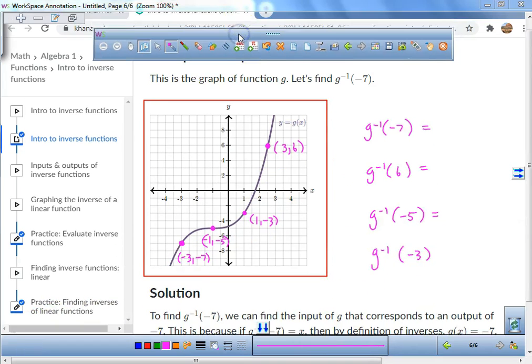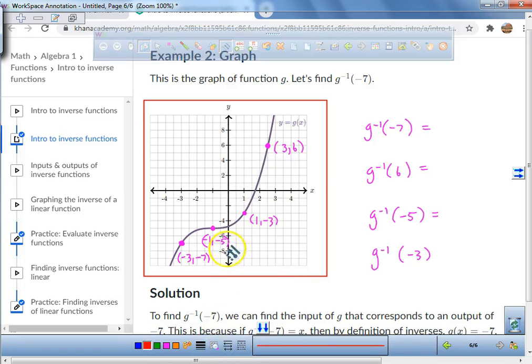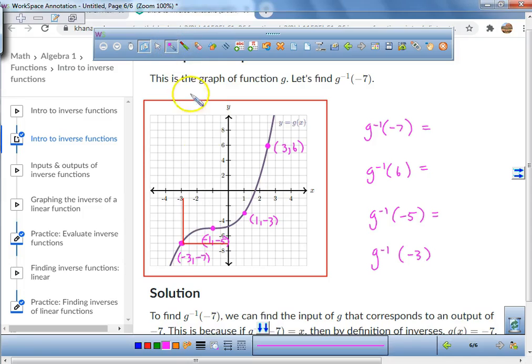All right, so let's take a look at our graph right here. When I say, what is the inverse of -7? I'm going to change colors here. I'm going to go red so you guys can clearly see where I'm heading. So right here, would you guys agree we're at a -7 on the y-axis? What x value does that lead us to? That leads us to a -3.